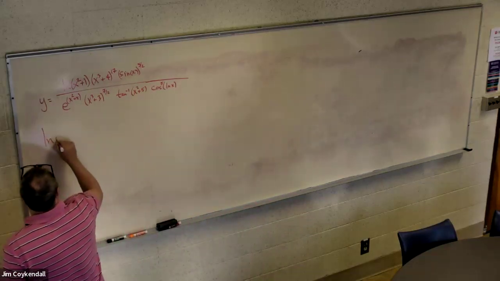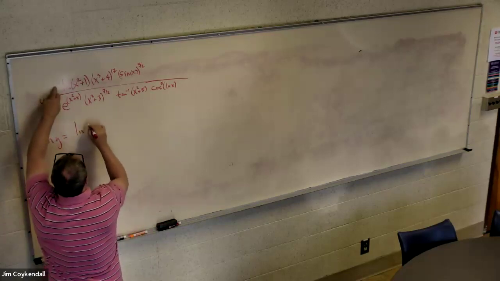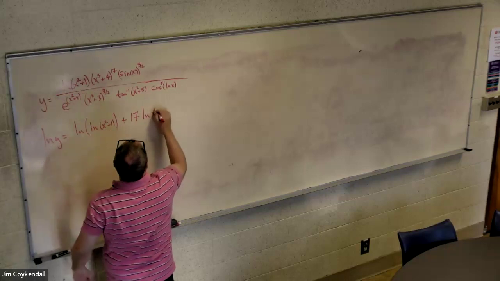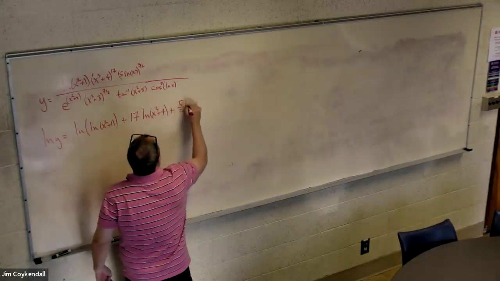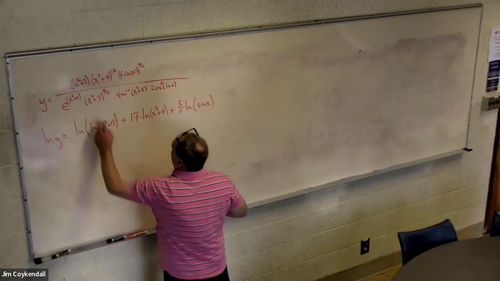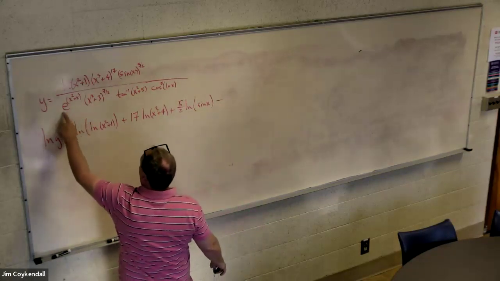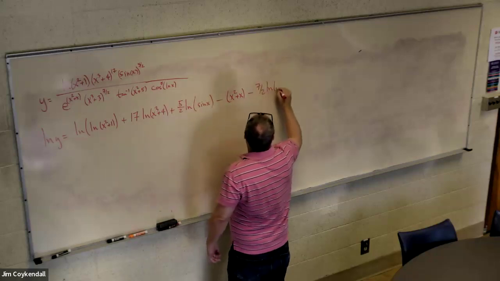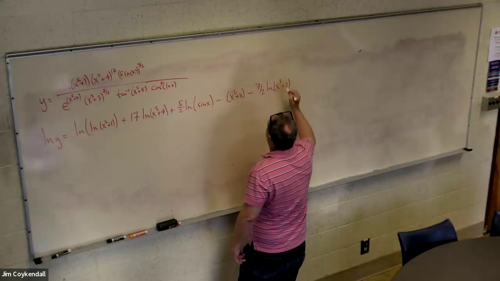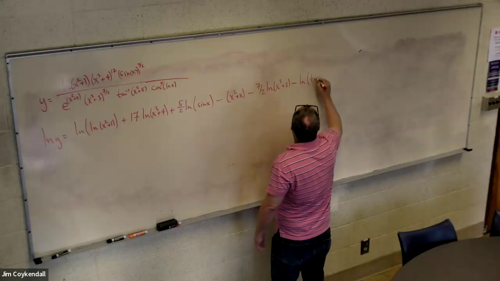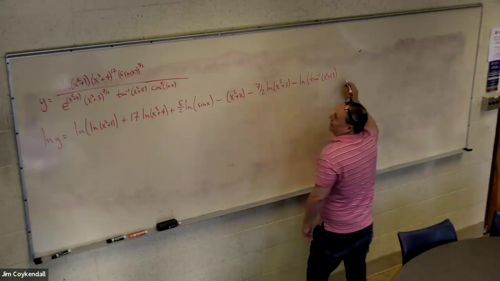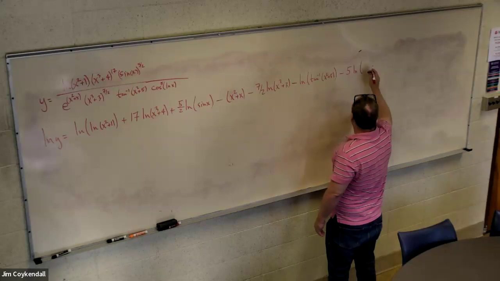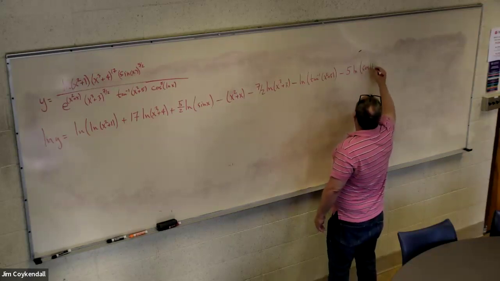So if you take the natural log of y, this is the natural log of the first guy plus 17 natural log of the second guy plus 5 halves natural log of the third guy. Now these all come off the bottom. So it's the natural log of this. Well, the natural log of e, that just cancels. Minus 7 halves natural log of x squared plus 3. That's x cubed. Minus natural log inverse tangent x squared plus 5. Minus 5 natural log cosine log x.